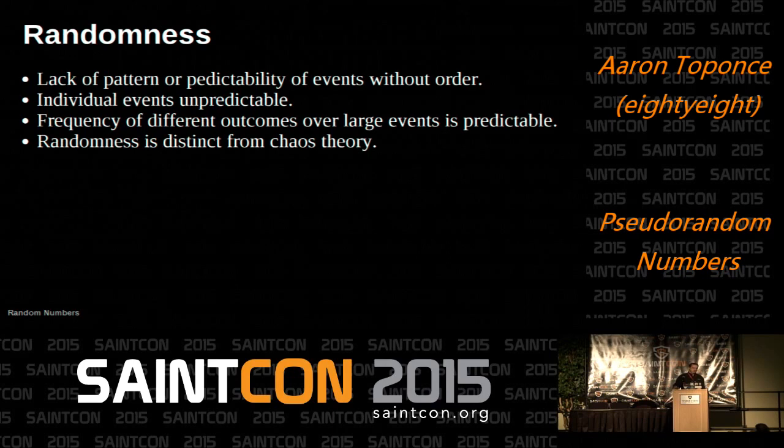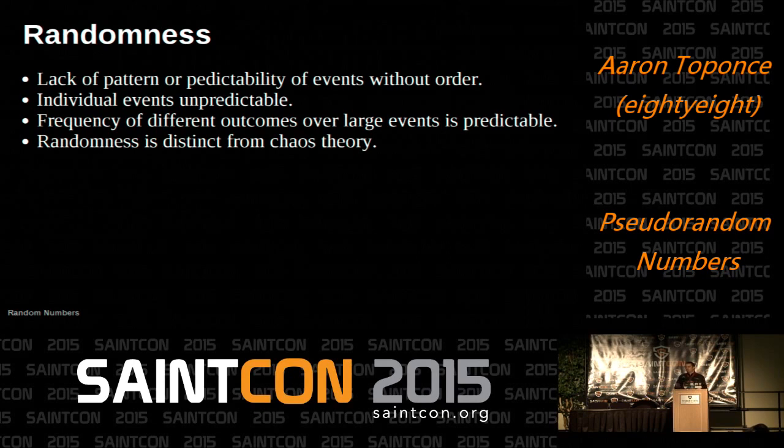It's important to separate randomness from chaos theory, though. Chaos theory is the study of a dynamical system where initial conditions will determine the outcome, but that doesn't necessarily mean we can predict the outcome. But we can make some early predictions in the short term.